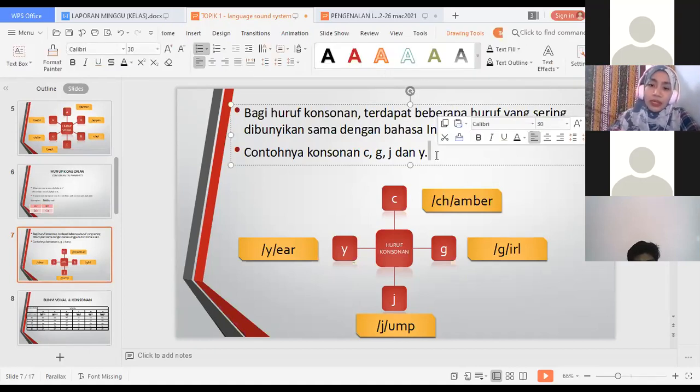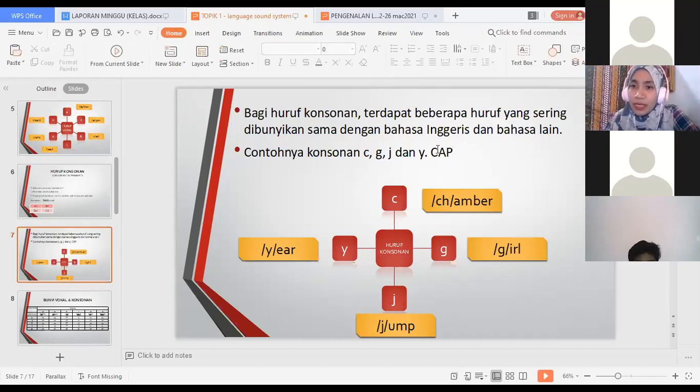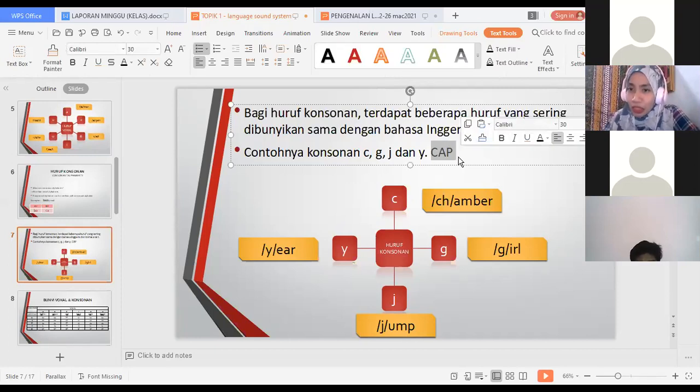For example, I try to write down here. If I spell C, A, P, try to pronounce, what is it? C-A-P. Chop. Yes, very good. In English, the sound is cap. K. Cap. The meaning is topi, what you wear on your head.